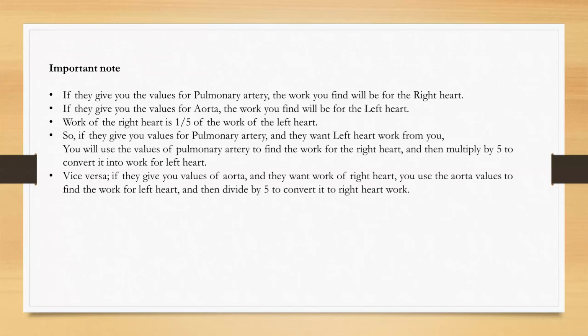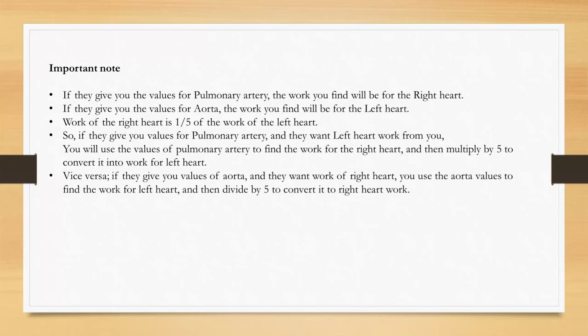This, again, is very important. If they give you the values for the pulmonary artery, the work will be for the right heart, because the right heart pumps blood into the lungs, which moves through the pulmonary artery. If they give you values for the aorta, the work will be for the left heart, because the left heart pumps blood to the entire body through the aorta. Work of the right heart is 1/5 of the work of the left heart. As we can see, the left heart has to pump blood to the entire body. Obviously, it has to do more work compared to the right heart.